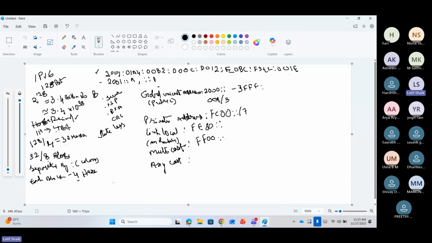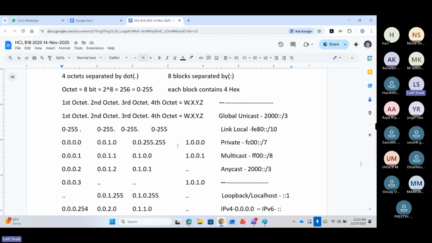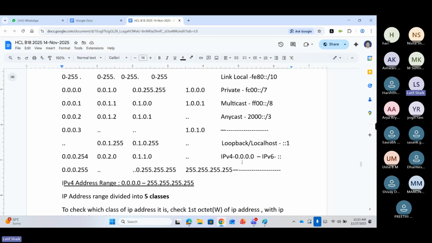In IPv4, we have 0.0.0.0. In IPv6, we write this as a double colon. In IPv4, we have a loopback address 127.0.0.1. In IPv6, it's just a double colon 1 only. Okay, so this is about the IPv6 address. Yeah, here it is written.